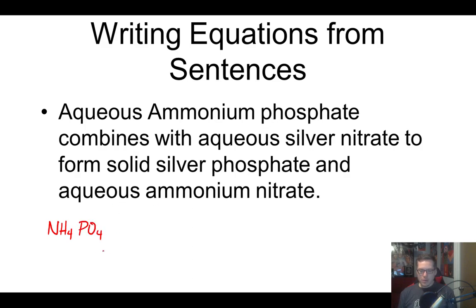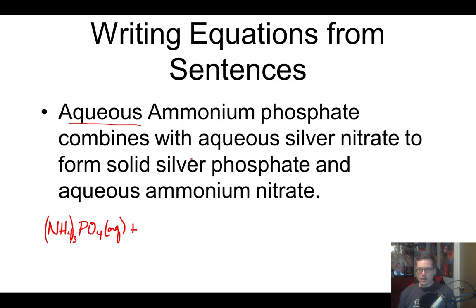But we have to think about the charges because this is an ionic compound. So ammonium has a charge of 1+, and phosphate has a charge of 3-. So that means we'll need 3 ammoniums to balance out that phosphate with that crisscross method, right? And then for states, it says that it's aqueous, so we're going to go ahead and write down that it's aqueous there as well. So that's your first reactant.